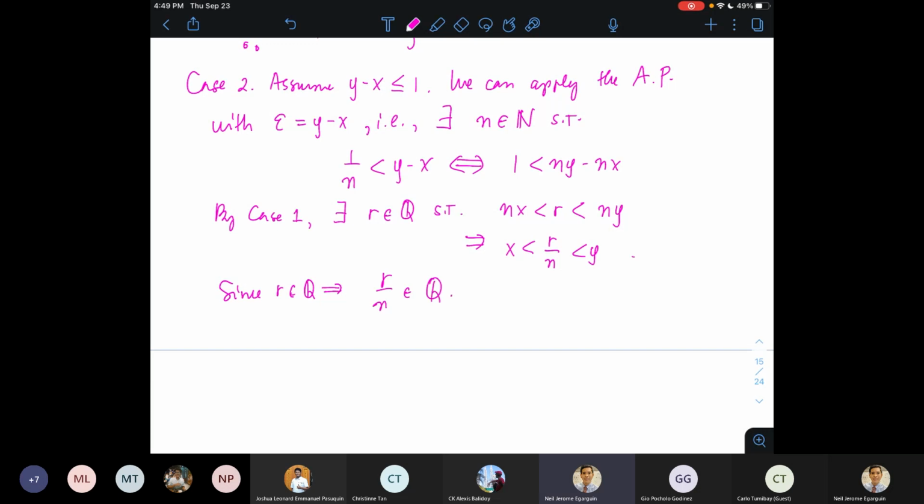And so it doesn't matter whether the distance between y and x is larger than 1, or if it's infinitesimal or very small, there will always exist a rational number na nakasingit dun sa pagitan ng dalawang real number na yun. And that's essentially what the density property means. Okay?